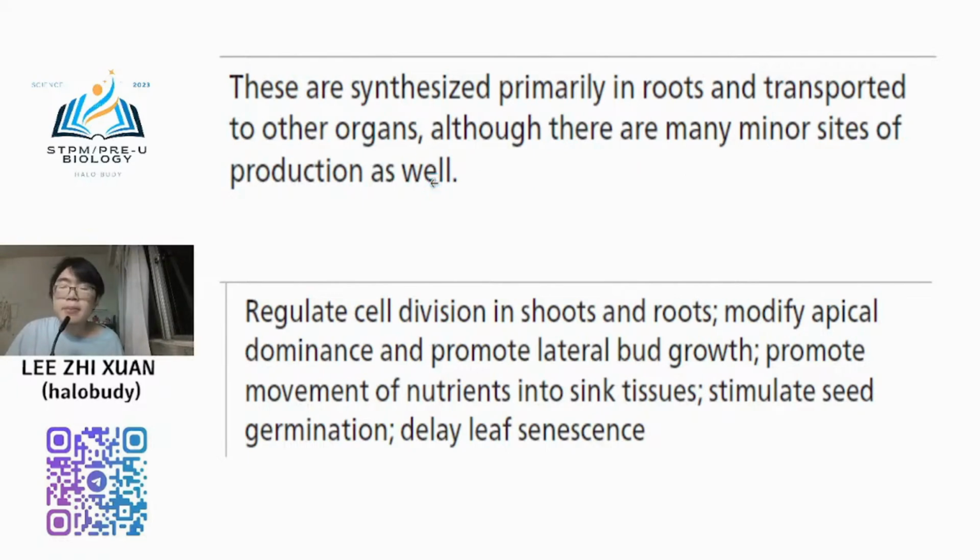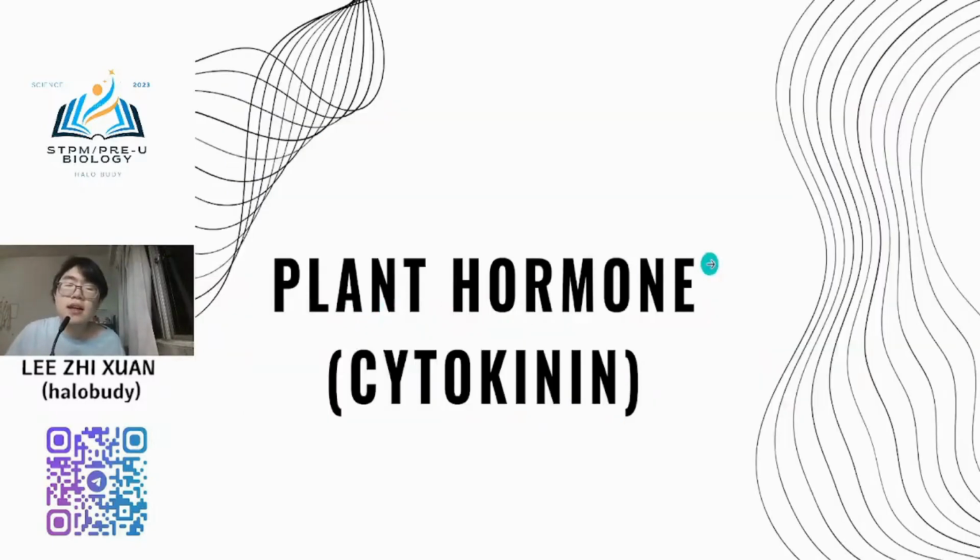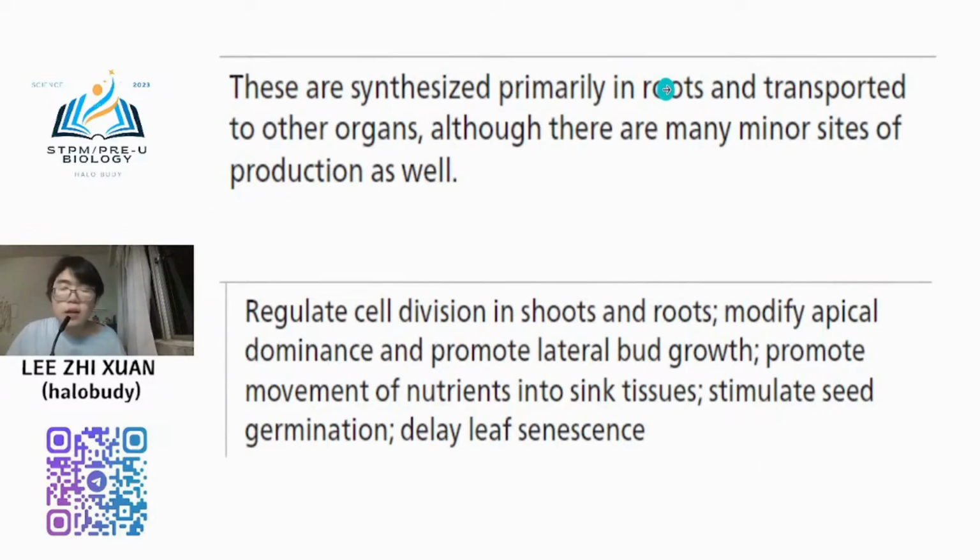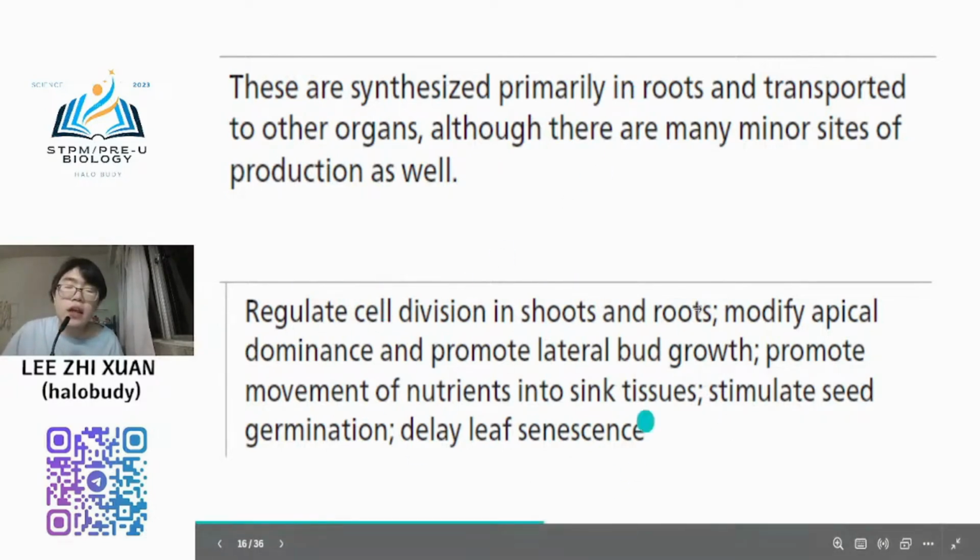So the major synthesis site of cytokinin is the root. Compared to auxin, auxin is produced in meristematic cells at the root and shoot. For cytokinin, it is produced in the root, and other parts can also produce it, but the most important one is the root. Okay, and then this is the general function.